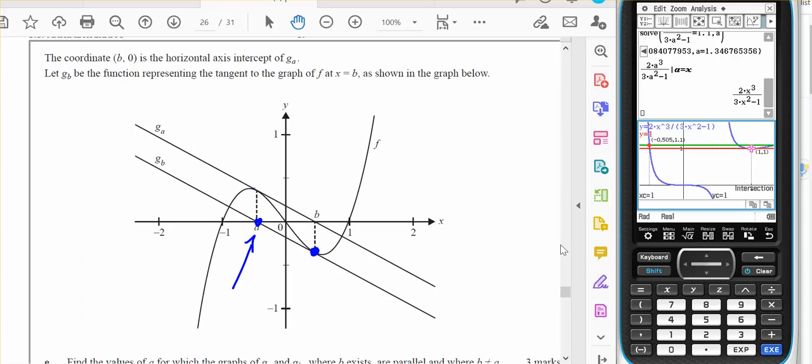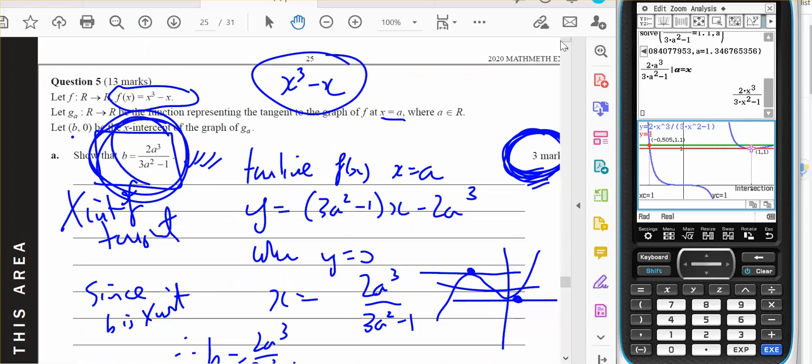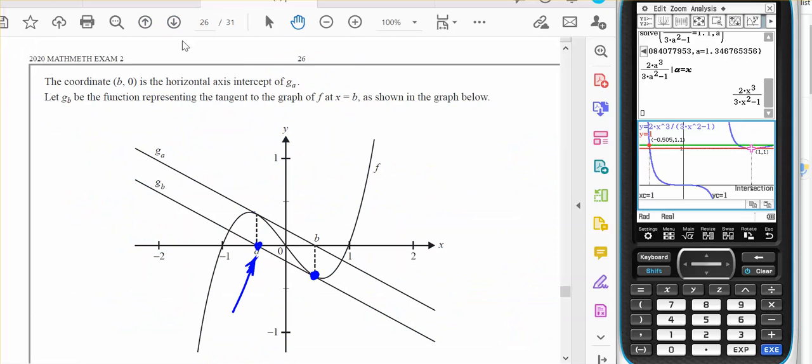Now this thing here, the x-intercept of the tangents. So this is where this "show that" comes in. We've been waiting a very long time to use this, but there it is: 2a cubed over 3a squared minus 1. So I know that b equals 2a cubed on top of 3a squared minus 1.